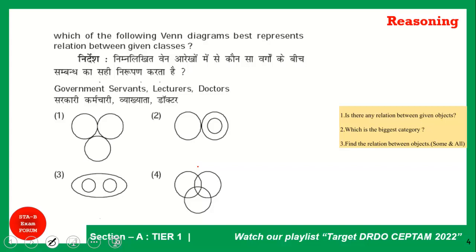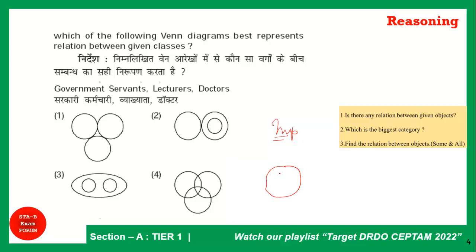Coming to the next question, this is very important again, students. You have to look at the relationship between these. Is there any relationship between the objects? Yes, lecturers can be government servants. Government servants can be lecturers. Some government servants are doctors also. Some doctors are government servants. So let's draw the Venn diagram for that. Which is the biggest category? From my perspective, none of them is the biggest category, so choose any one as you like.